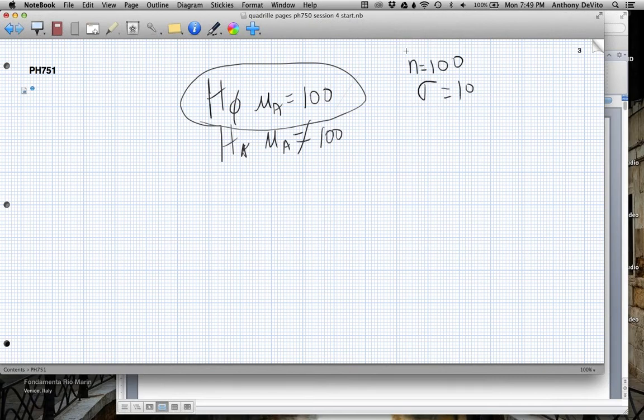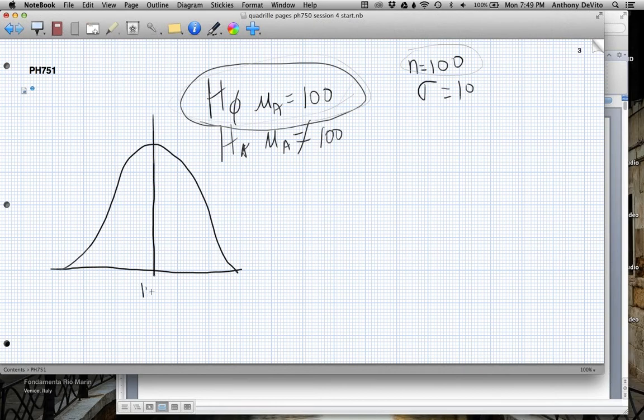And since I have a sample size of 100, if I took repeated samples from my population, which has a mean of 100, what would I expect to see? What I would expect to see, if I plotted the distribution of all those means, is that the mean of all of those distributions, just like the mean of the population, is going to be 100. And I would expect the standard error, the standard deviation of all those samples, to be equal to 10 over the square root of the sample size, which is 100, so equal to 1.